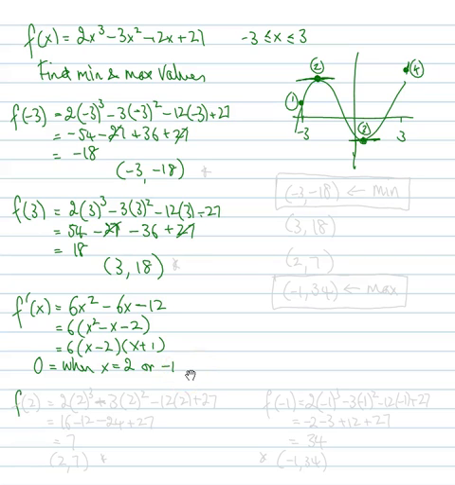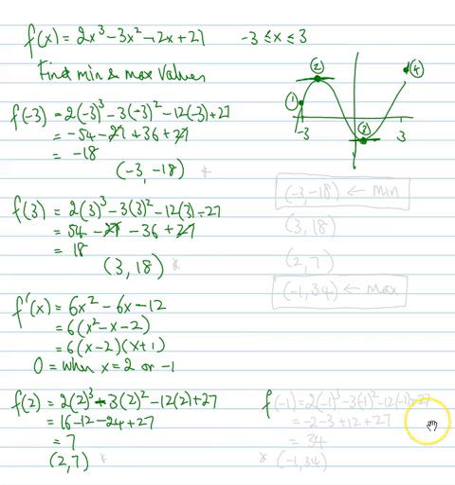So what are the function values at 2 and minus 1? Well, the function value at 2, just substitute that back in: 2 times 2 cubed, minus 3 times 2 squared, minus 12 times 2 plus 27. 2 cubed is 8 times 2 is 16, minus 12, minus 24 plus 27. 16 minus 12 is 4, minus 20 is minus 20, plus 27 is plus 7. So we've got a point here which is 2, 7.